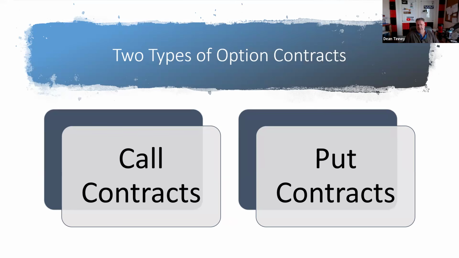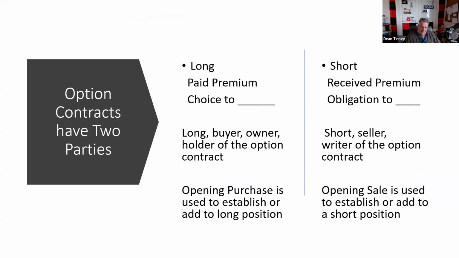All right, so we have two types of contracts. I think a lot of people get hung up because they think there's a zillion things going on, and there's not. There's only two types of contracts, calls and puts. And every option contract has two parties. As we said, somebody who has paid the premium. Now, it's kind of like learning a foreign language.